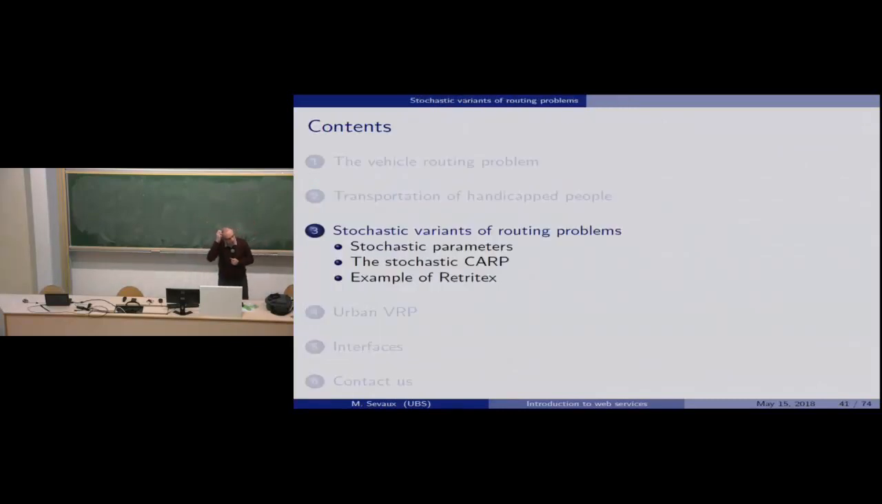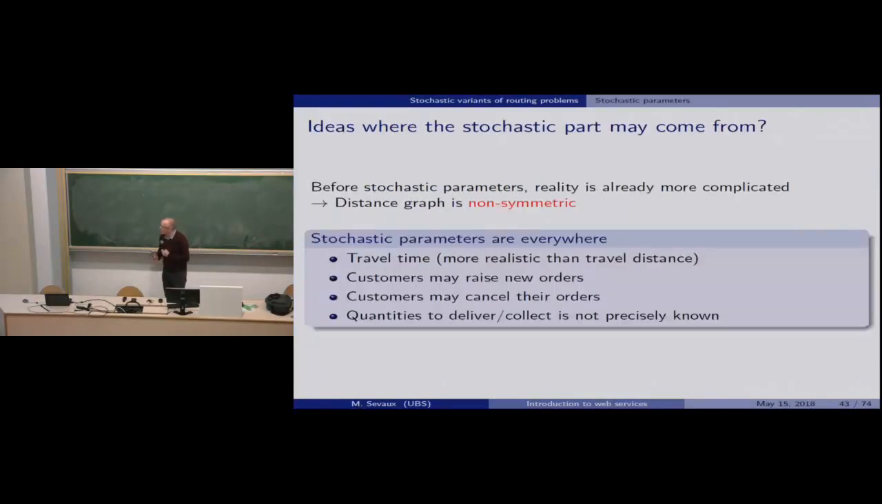But then if you want to try to solve problems closer to reality, then you come to the stochastic variant of the problem. Now, stochastic is a very bad word. You should always call this real-life instance or real-life problem. But stochastic is speaking to people, or maybe more.